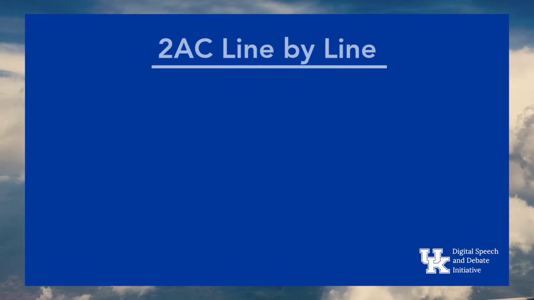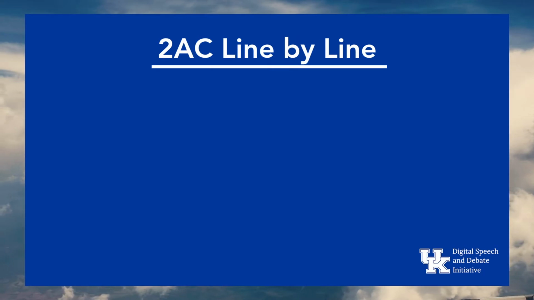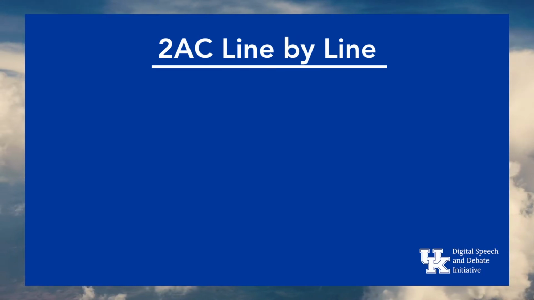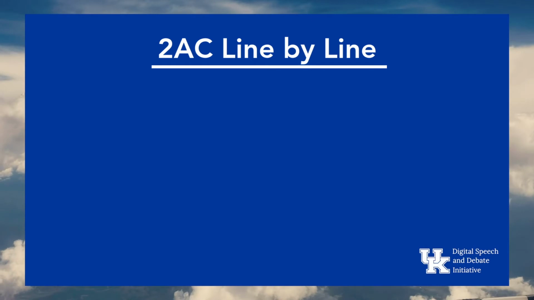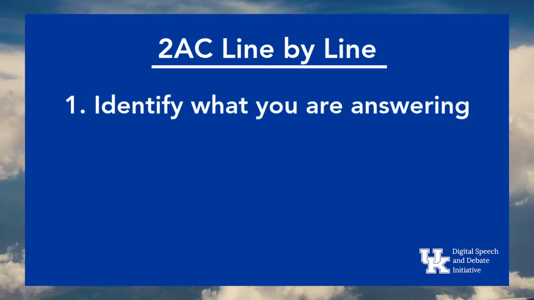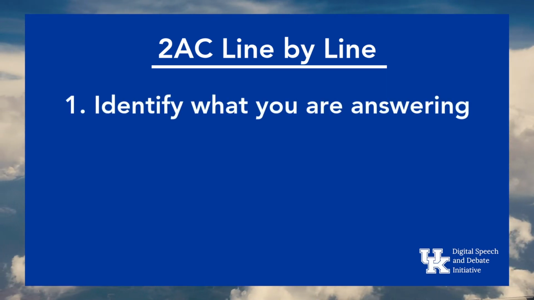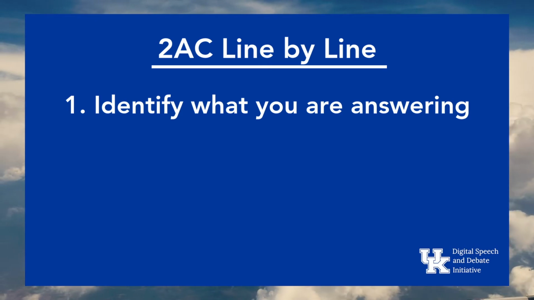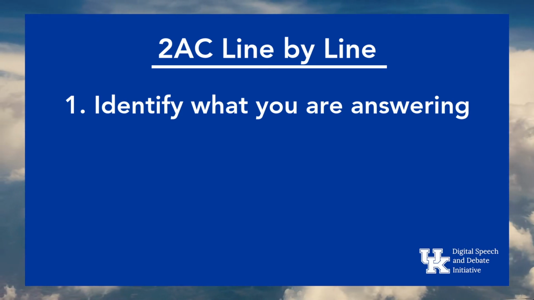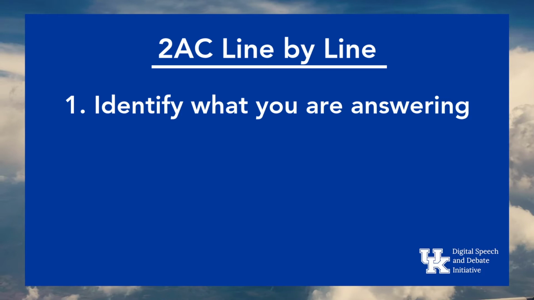Let's walk through some examples to make this process a little more clear. First, let's assume you're giving the 2AC after the 1NC made some case arguments against your advantage. Here's how to approach debating the line by line. First, you want to identify what argument you're answering. This is called signposting. This is done verbally. For example, 1NC1, they said the following.